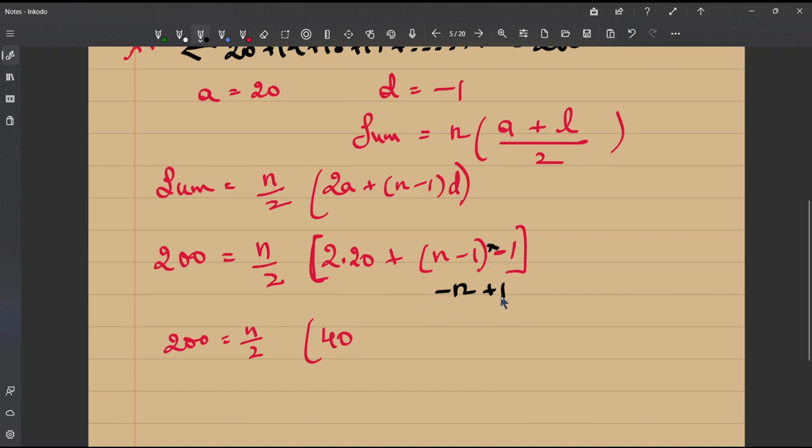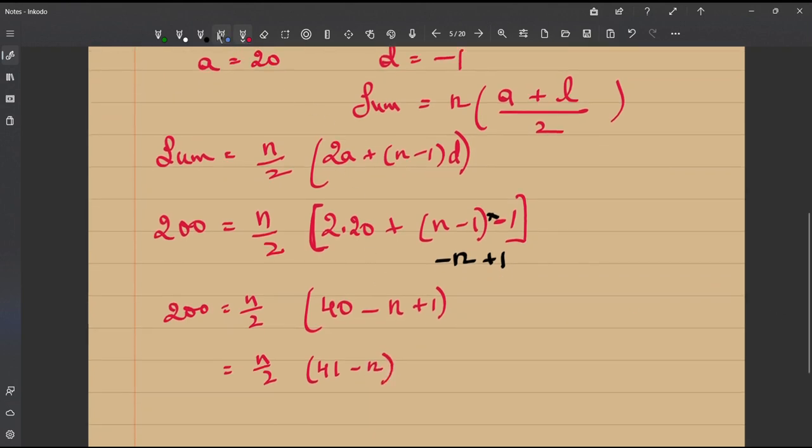So I can add this 1 to 40, or let me write it first. This becomes 40 minus n plus 1, or further simplifying, n by 2 into 41 minus n. Right? Now I can multiply both sides of the equation by 2. So what do I get? 400 is equal to 41n minus n squared.